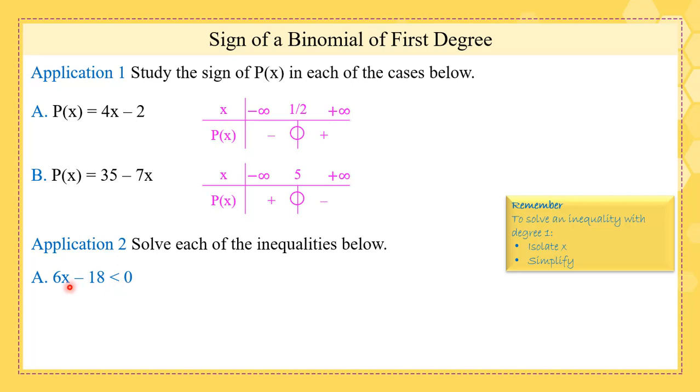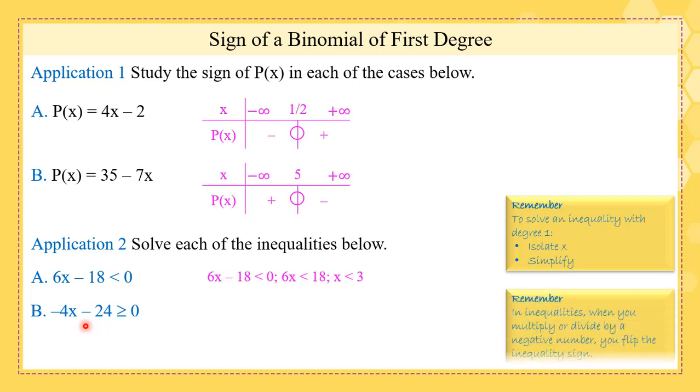In other words, we put the x's on one side of the inequality and the numbers on the other side of the inequality. Now, in this case, we have 6x minus 18 is less than 0, so 6x is less than 18, x is less than 3. Now, minus 4x minus 24 is greater than or equal to 0, so minus 4x is greater than or equal to 24, and x is smaller than or equal to minus 6.